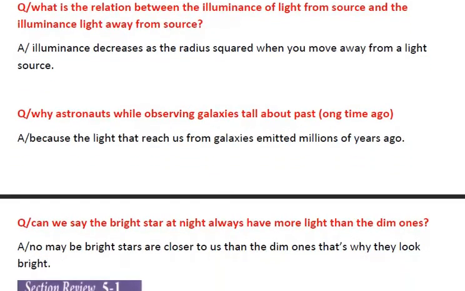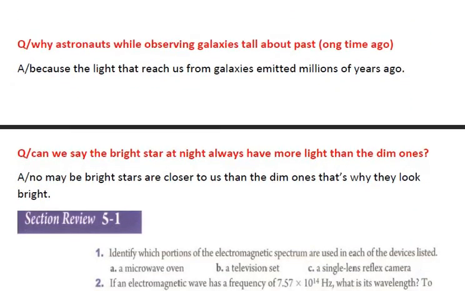Now we have some special cases, as the question says here. Why do astronomers, while observing galaxies, talk about the past or a long time ago? The answer is because the light that reaches us from galaxies was emitted millions of years ago. So the light that reaches us from stars takes millions of years because of the large distance between us and the stars, except the sun, of course.